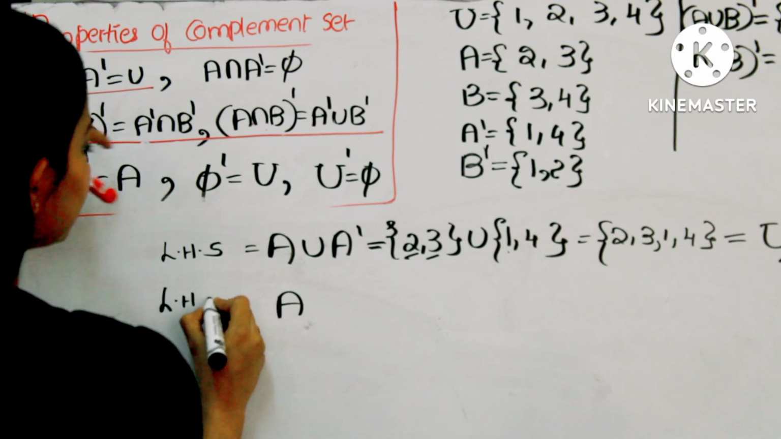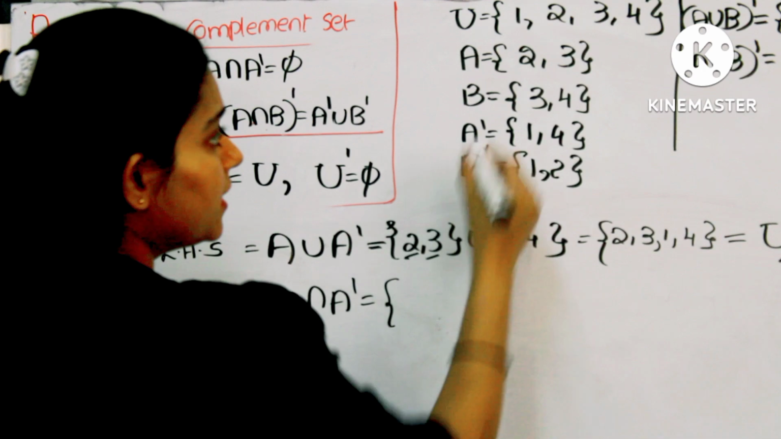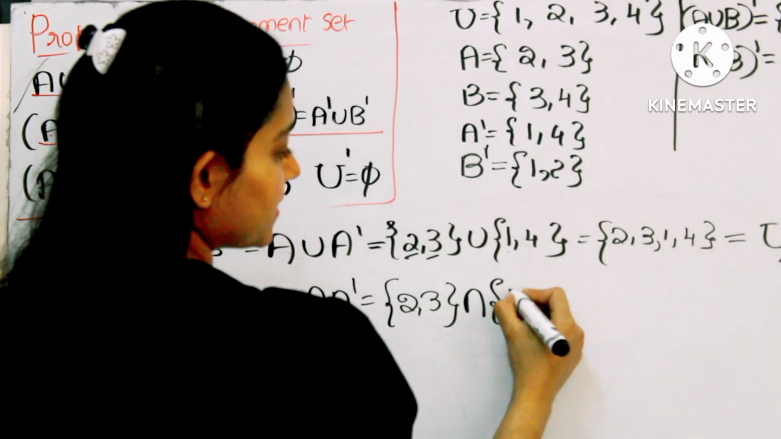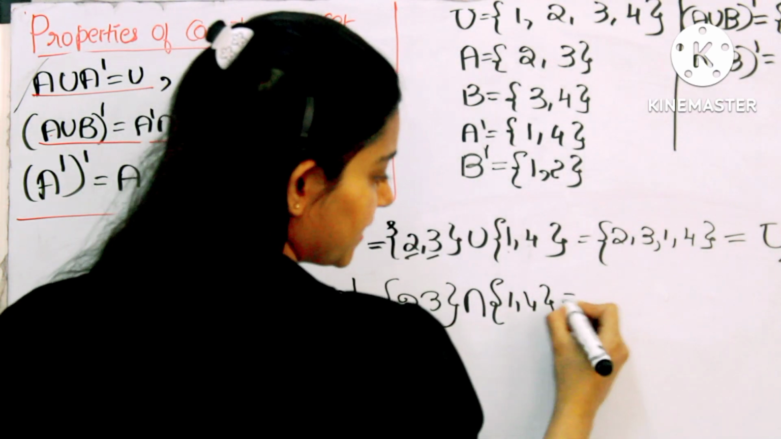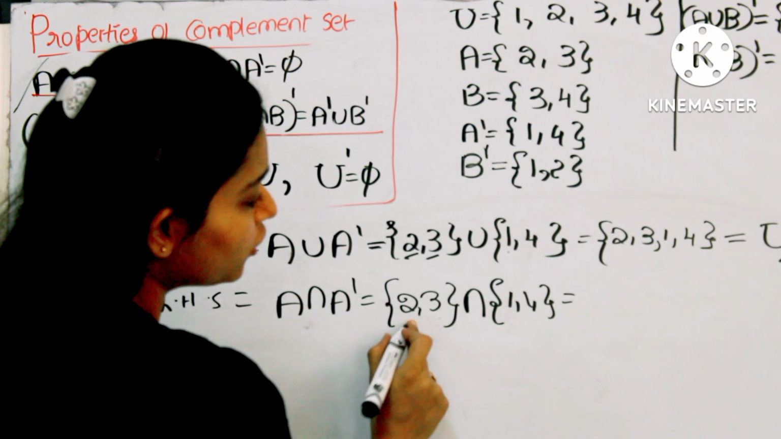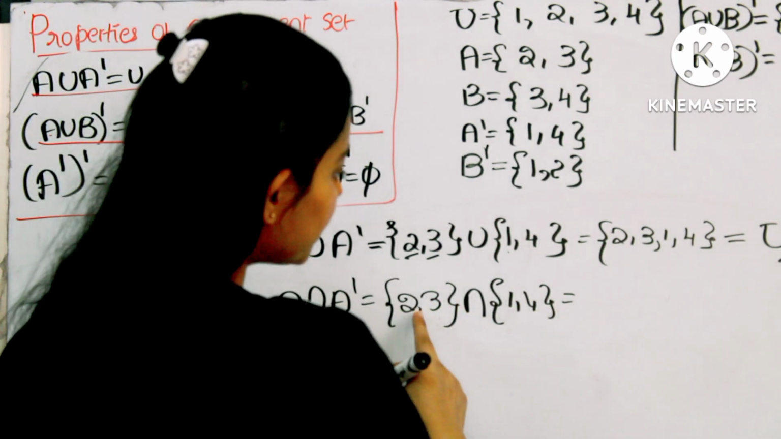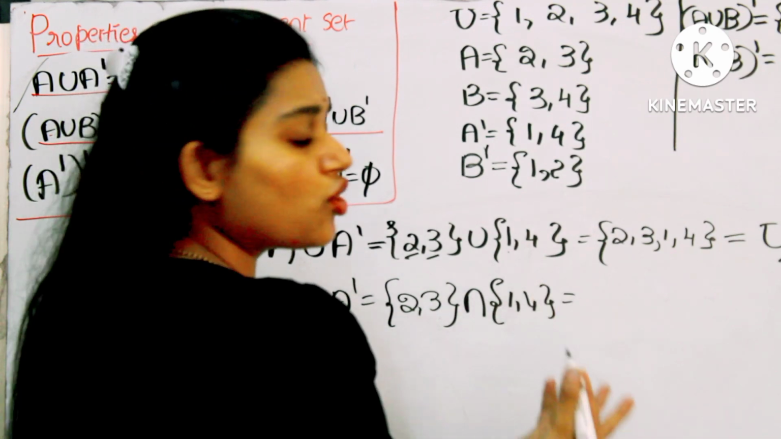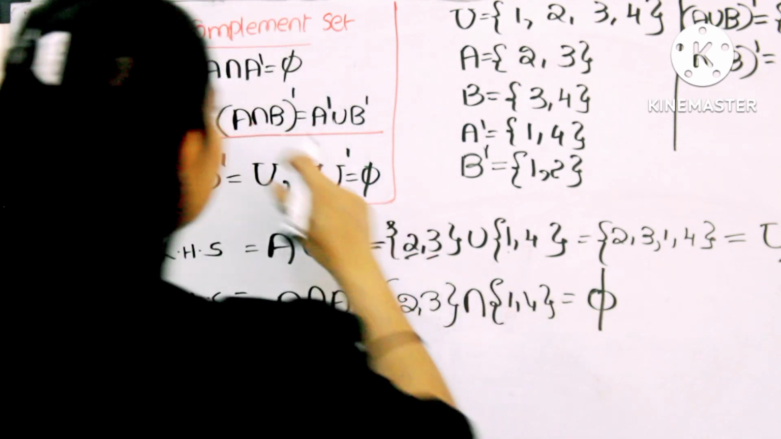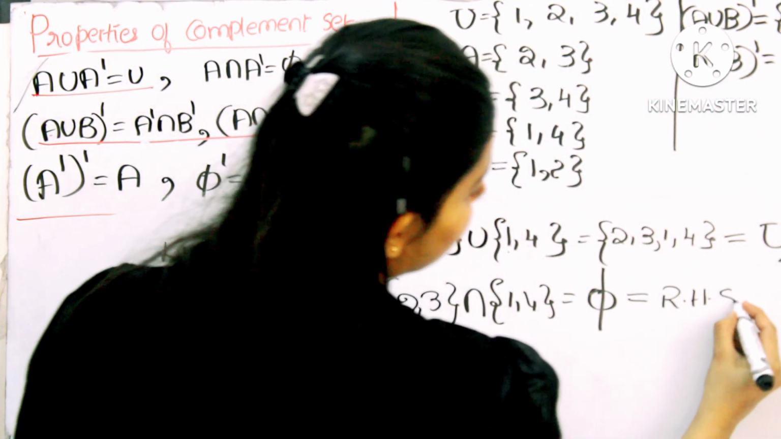So take LHS, left hand side, that is A intersection A complement. Now take A is 2, 3. Now see here, this is intersection. What you get while intersecting is the common terms. Which are the common terms here? 2, 3 and 1, 4. There is no common term, right? Because this is 2, 3, this is 1, 4. There is no common element. Therefore, you have to write empty set. So A intersection A complement is empty set. So this is RHS.